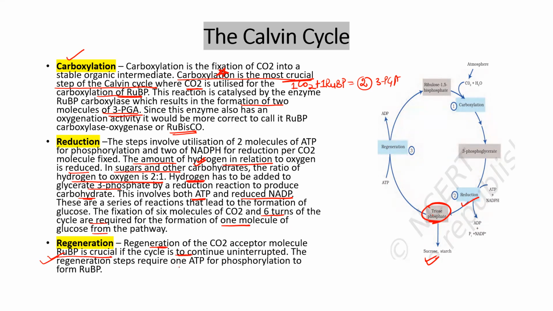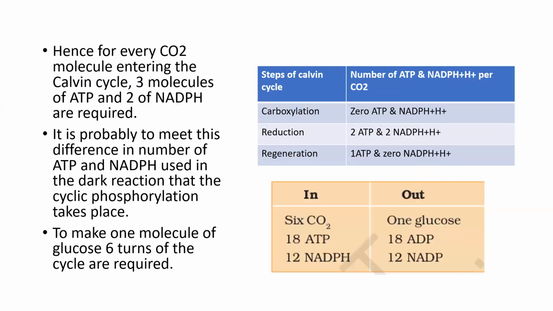Now let us see how many ATP are used per carbon dioxide, and how many ATP and NADPH are used to prepare one glucose. In carboxylation, no ATP and no NADPH is used. Zero. In reduction, 2 ATP and 2 NADPH are used per carbon dioxide. Is it clear? For one carbon dioxide, 2 ATP and 2 NADPH are used. During regeneration, only 1 ATP is used, but no NADPH is used.